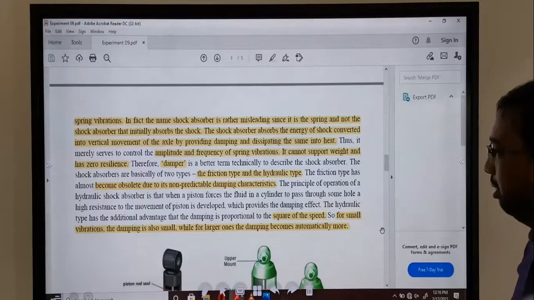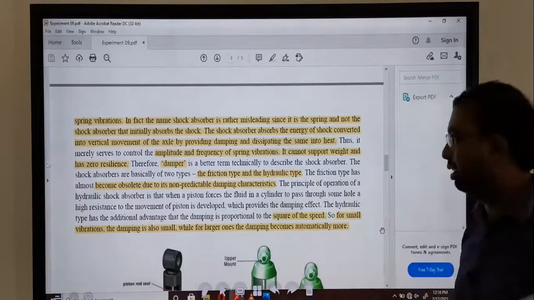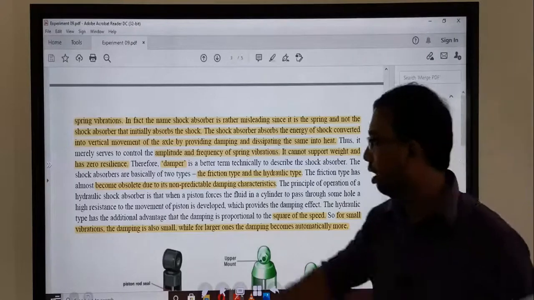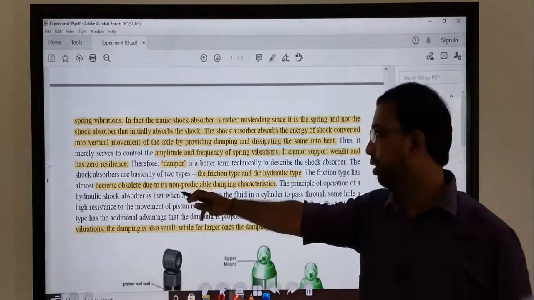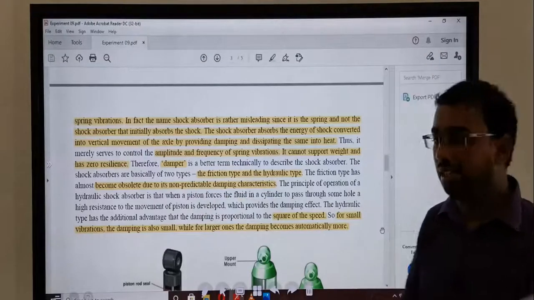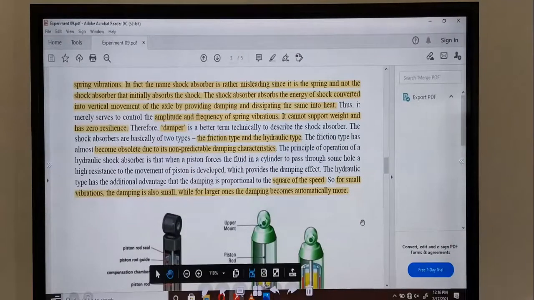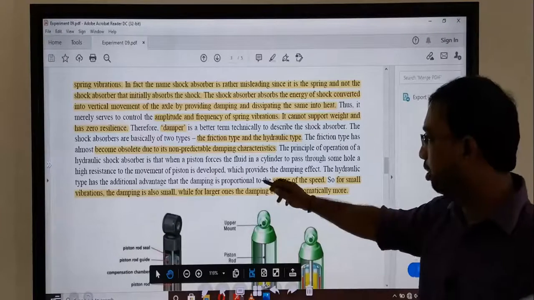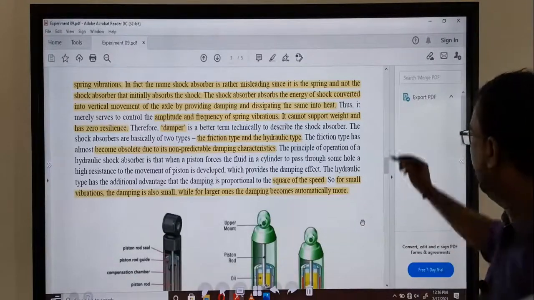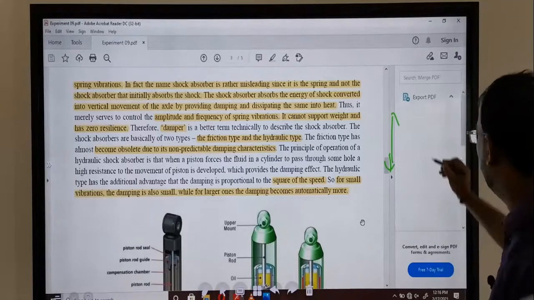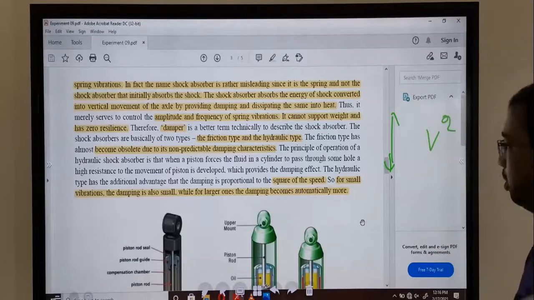So the damper is the better term, as I already told. There are mostly two types of shock absorber: one is the friction type and the other is the hydraulic type. The friction type is now not used. It is outmoded or discarded due to its non-predictable damping characteristics. So now the hydraulic type shock absorber is widely used. Here there is one additional advantage: the damping is proportional to the square of the speed.